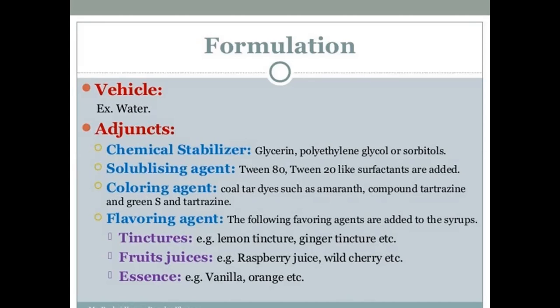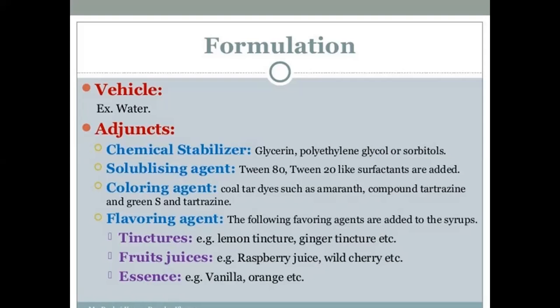Solubilizing agent. Surfactants play the role of solubilizing any component. So in syrup, Tween 80 and Tween 20 are examples of surfactants. They are used as a solubilizing agent. Solubilize means to enhance solubility, so that one drug dissolves into another. For that, these solubilizing agents are added.